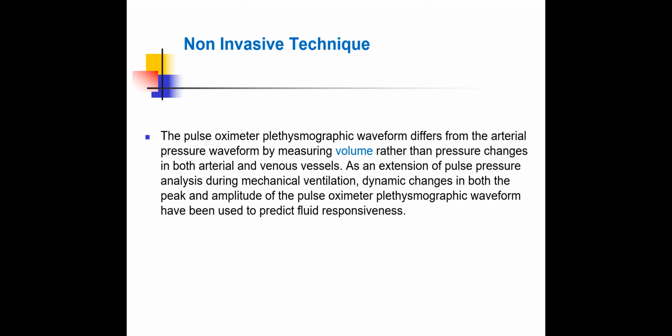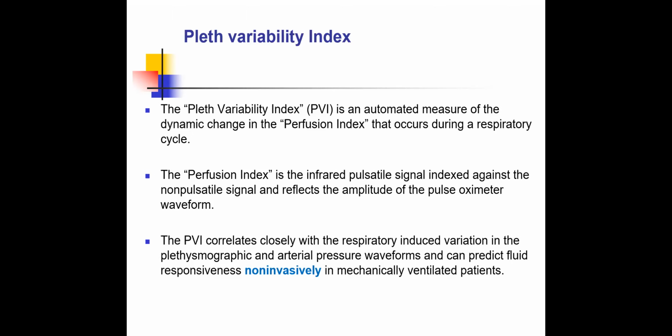Which non-invasive technique can we use? The pulse oximeter plethysmographic waveform. This differs from the arterial pressure waveform by measuring volume rather than pressure changes in both the arterial and the venous vessels. As an extension of pulse pressure analysis during mechanical ventilation, the dynamic changes in both the peak and the amplitude of the pulse oximeter plethysmographic waveform have been used to predict fluid responsiveness.